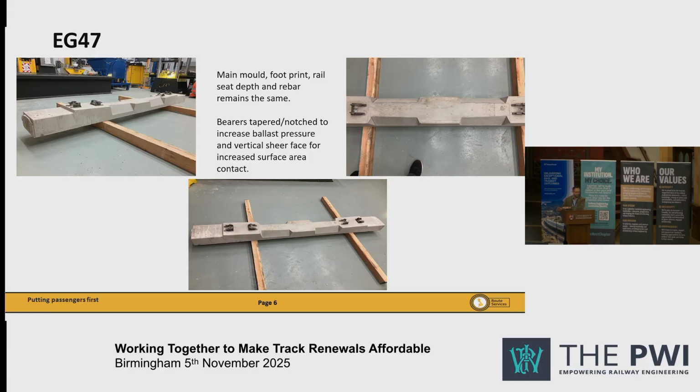So the fundamental thing about the EG47 is we're not changing the footprint, we're not changing the strand pattern, we're not changing the main mold itself. We're keeping all that the same, so it reduces cost and change in manufacturer. We're just changing the concrete profile surrounding all of those bits that hang off it.